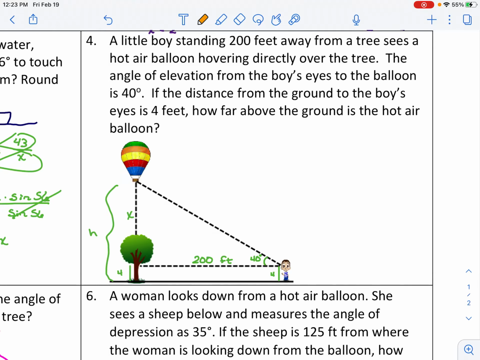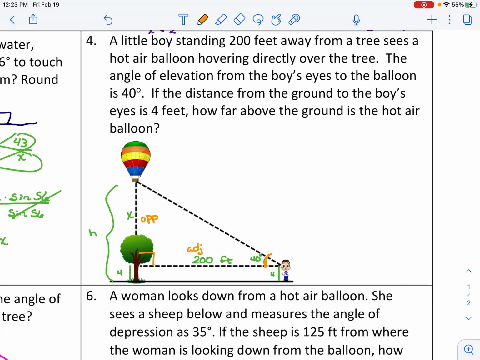To finish number 4 off, make sure you have your labels on here. So if this is my angle, 200 is right next to that angle. It is the adjacent leg. X is across from my angle. It is the opposite leg. And the hypotenuse is not going to be bothered to be labeled because nobody cares about it.